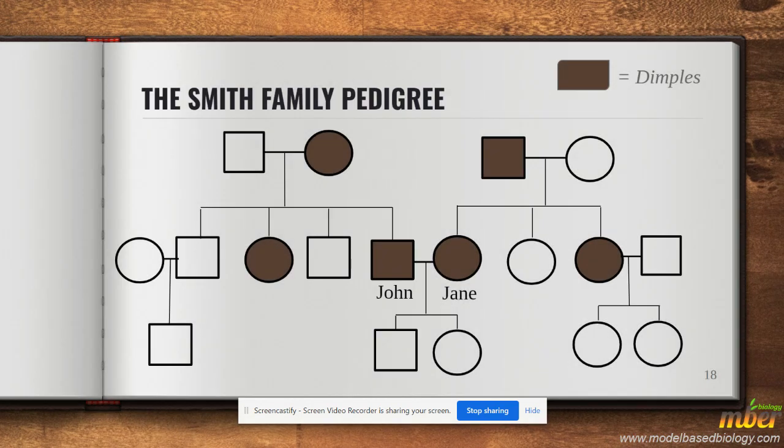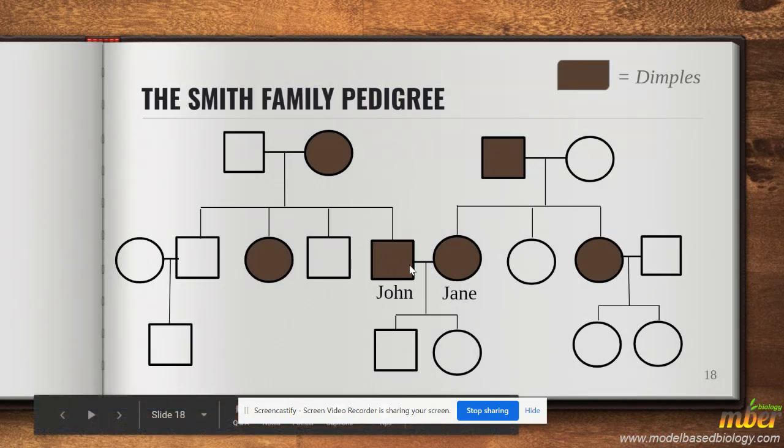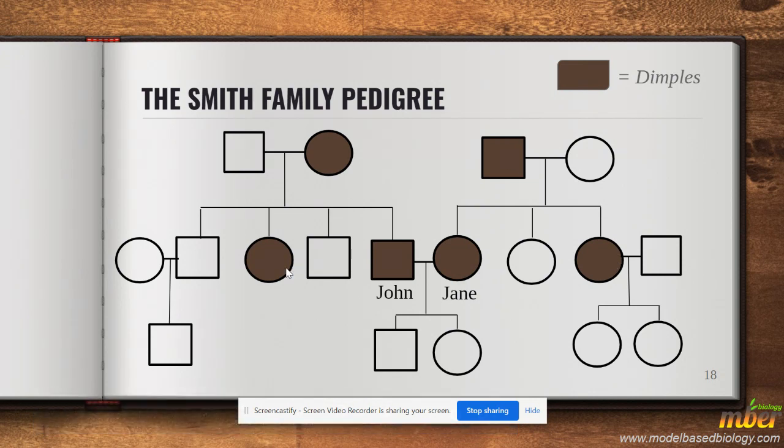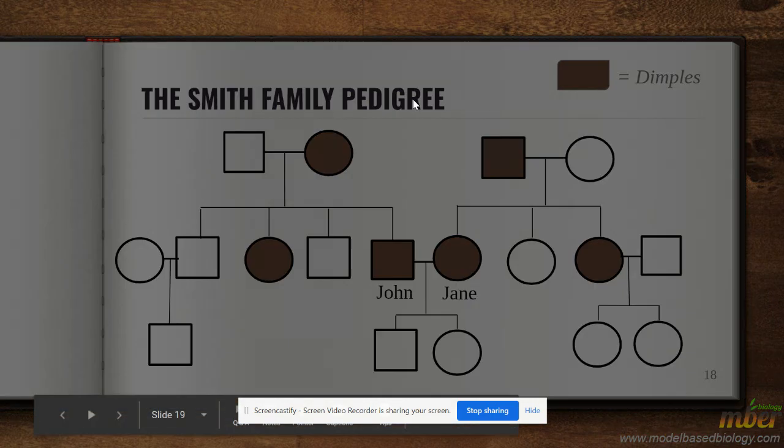dimples. So John and Jane have dimples. Jane's youngest sister has dimples, and John's sister has dimples. His mother and Jane's father. Okay, so here we're tracking who has dimples in the family.